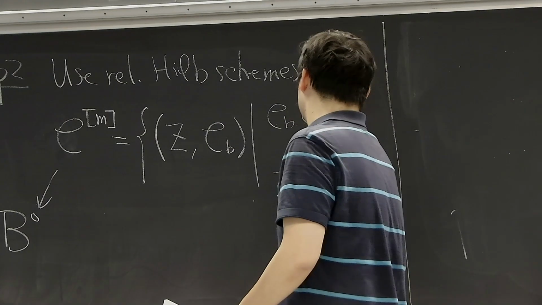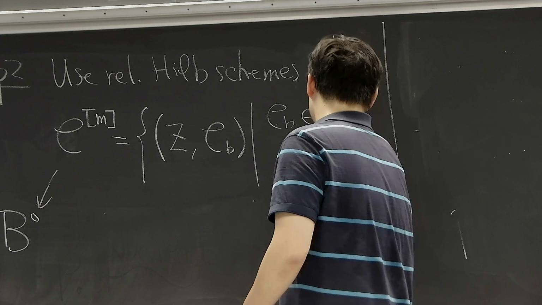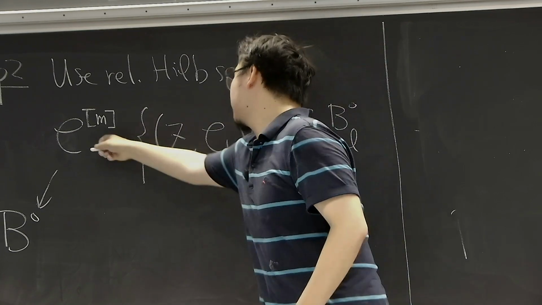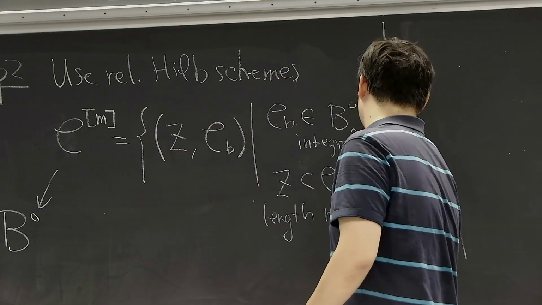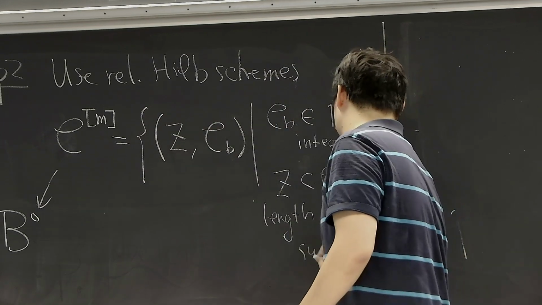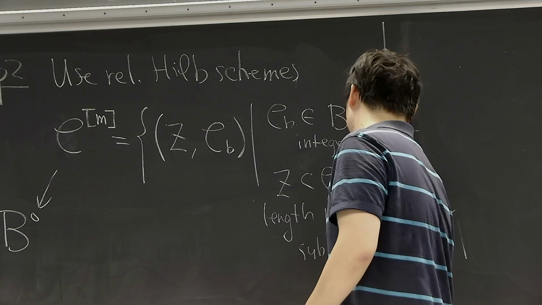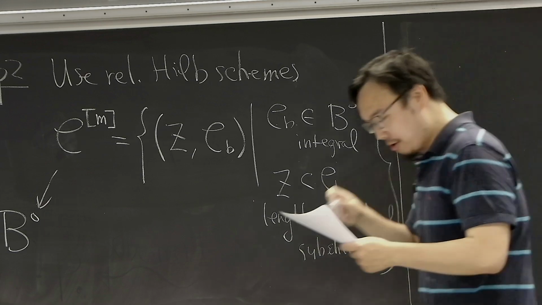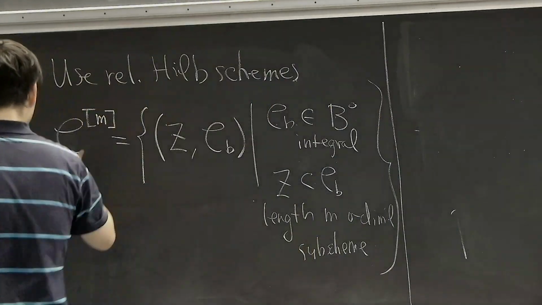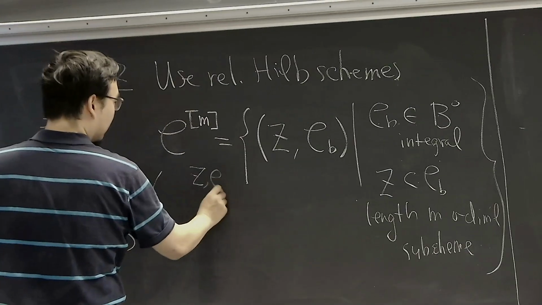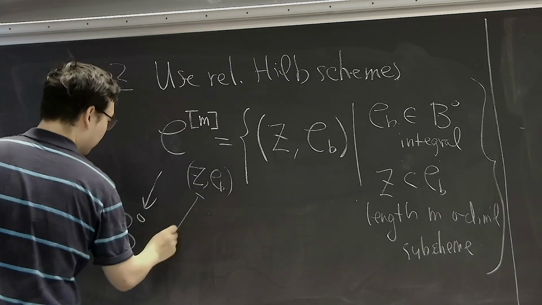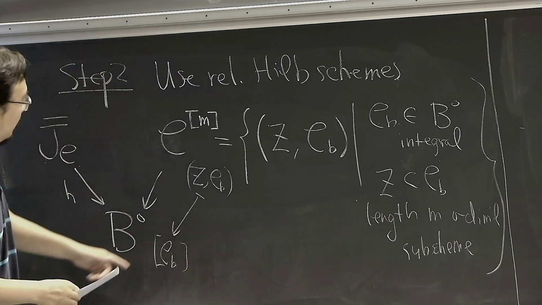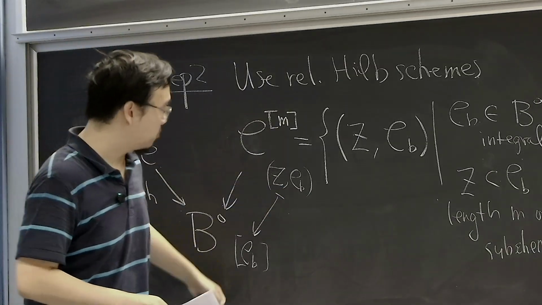These are integral curves. And the Z inside CB is a length M zero-dimensional scheme. This is the Hilbert scheme of points on the curves. And of course, this morphism is nothing but sending the pair to just this curve. You just forget about the length M scheme and just remember the curve.